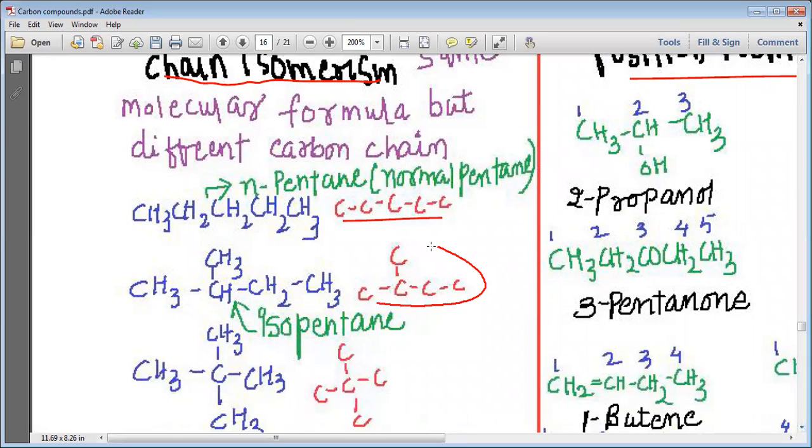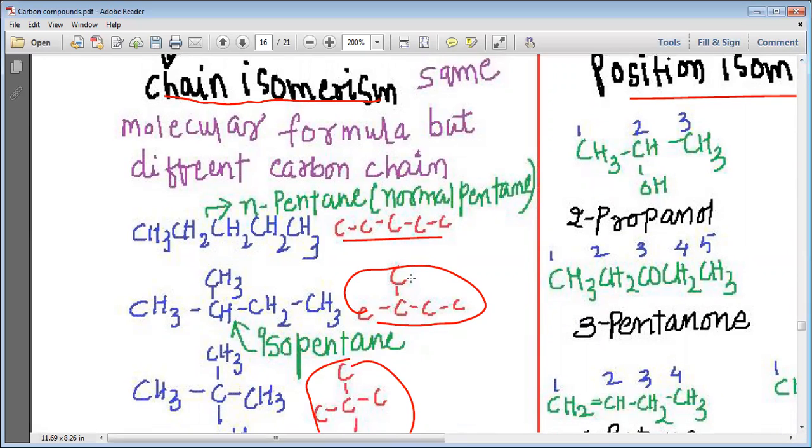You can see here and this. We have this 5 carbon, and this 5 carbon we have arranged in a different manner. So this is what gives us the chain isomers. So what we can write for chain isomerism: same molecular formula but different carbon chain. The first example that we have is known as normal pentane, which is nothing but CH3, CH2, CH2, CH2, CH3. All the carbons are arranged in the same sequence.